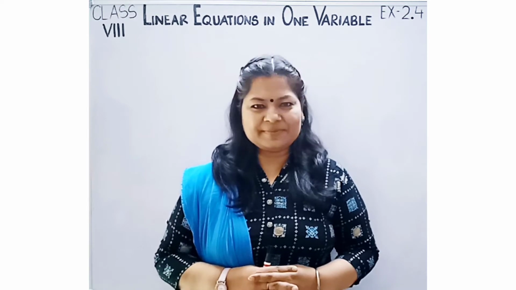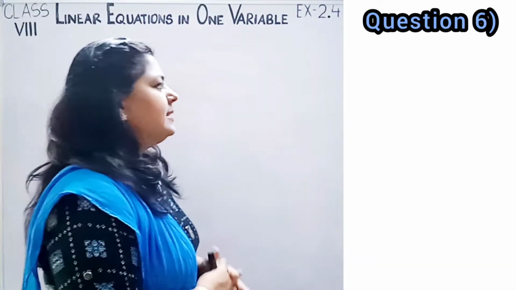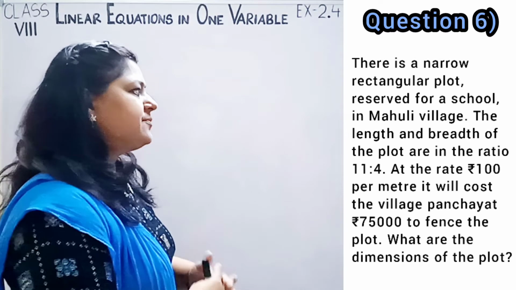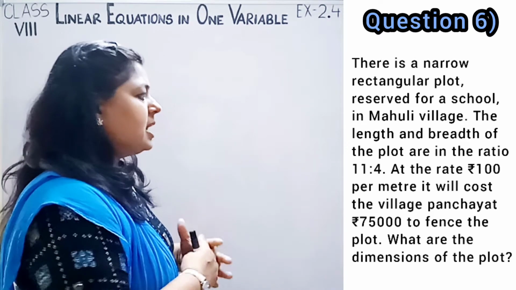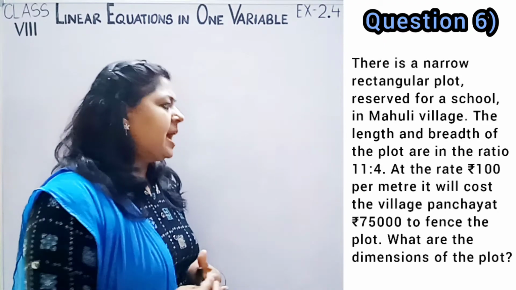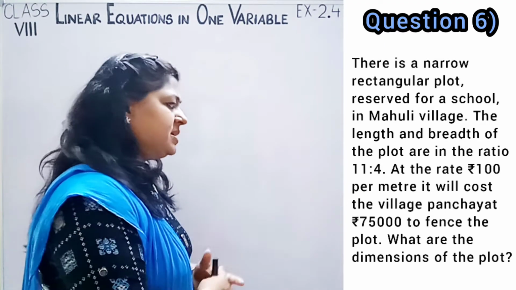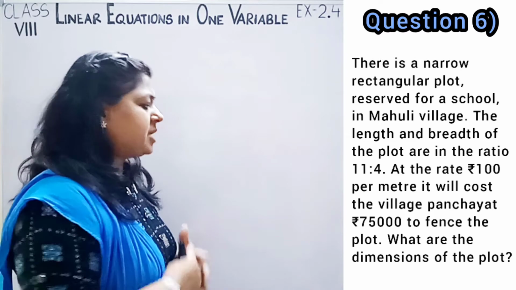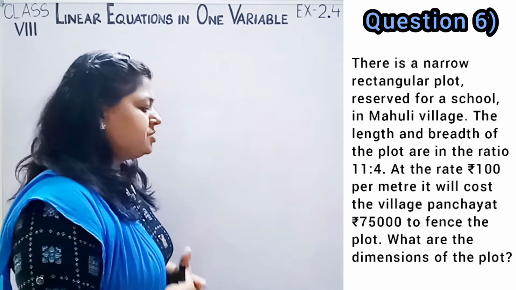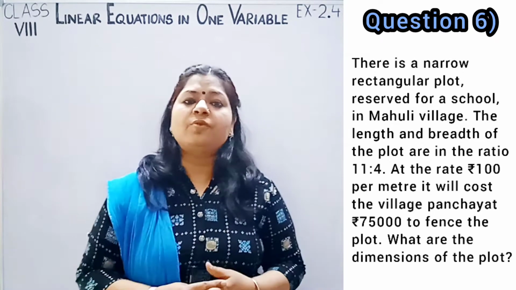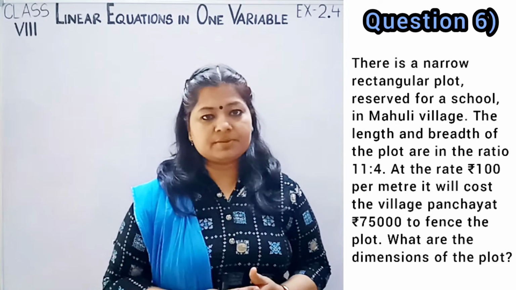So let's begin. Question number 6. There is a narrow rectangular plot reserved for a school in Maholi village. The length and breadth of the plot are in the ratio 11:4. At the rate of 100 rupees per meter, it will cost the village panchayat 75,000 rupees to fence the plot. What are the dimensions of the plot? Here we have to find out the length and breadth of the plot.